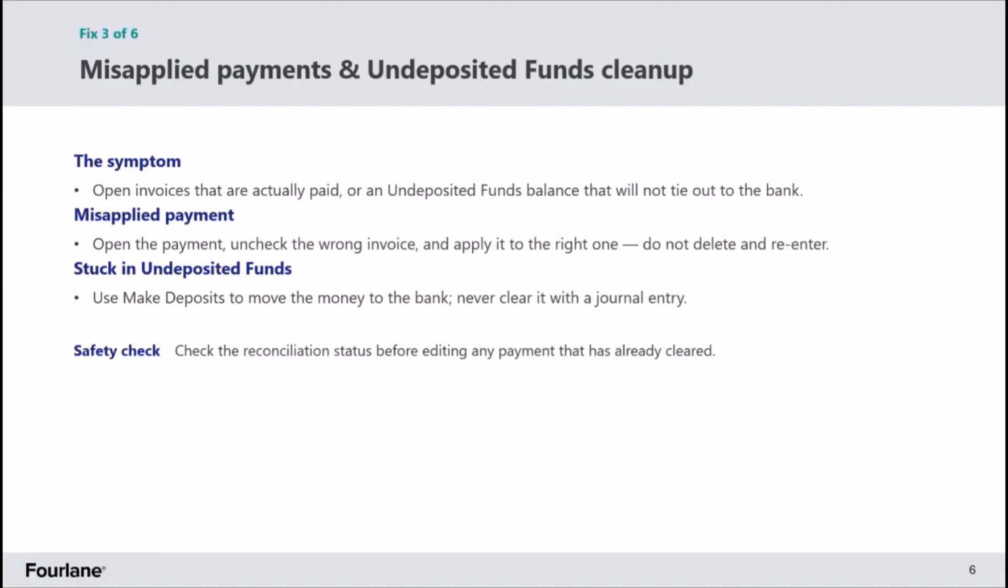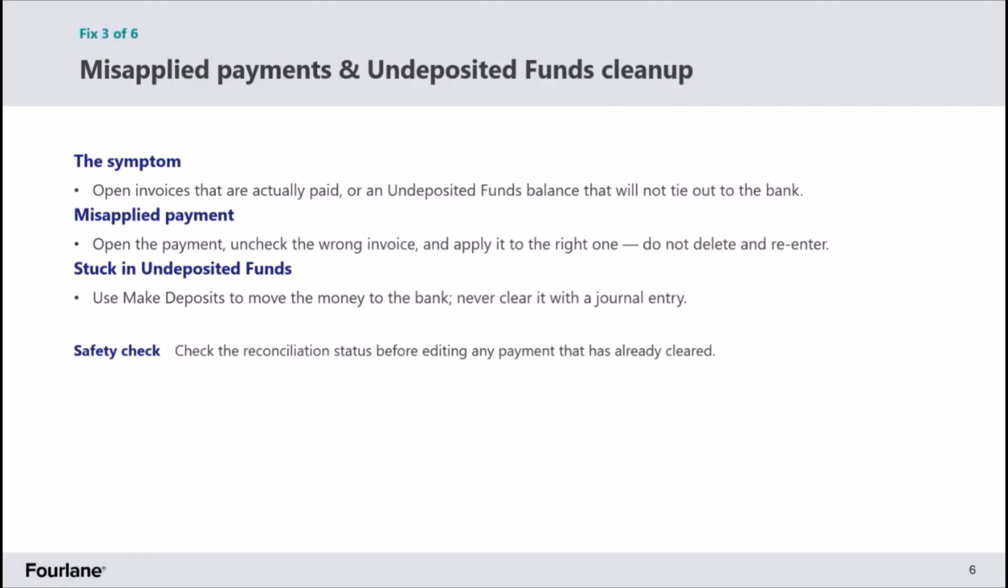So for a misapplied payment, the fix is pretty simple. And importantly, you do not delete anything, okay? Now, you open the customer payment in this case, you uncheck the invoice that it was wrongly applied to, and then you select the correct invoice, okay? You do that, you save, and done. Okay. Deleting and re-entering the payment is what creates the stray credits and the broken links and the duplicate payments and all the things that we just talked about. And we're going to go over that in a second, show you how it works.